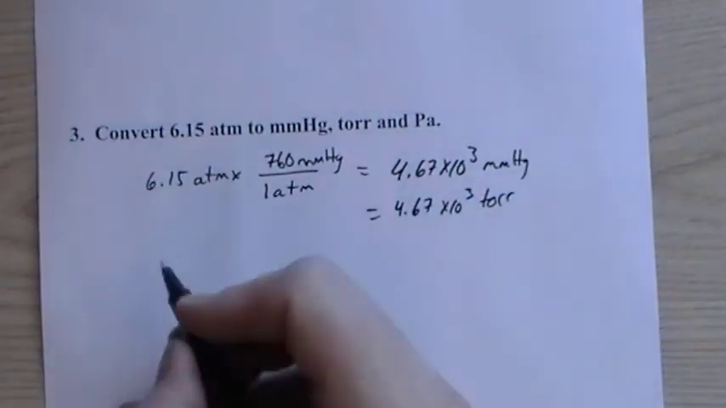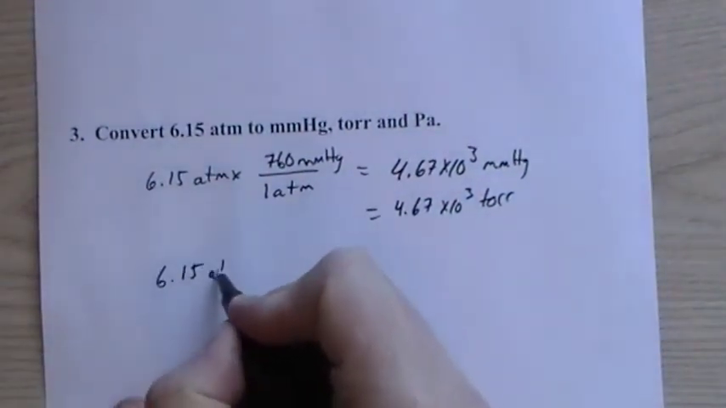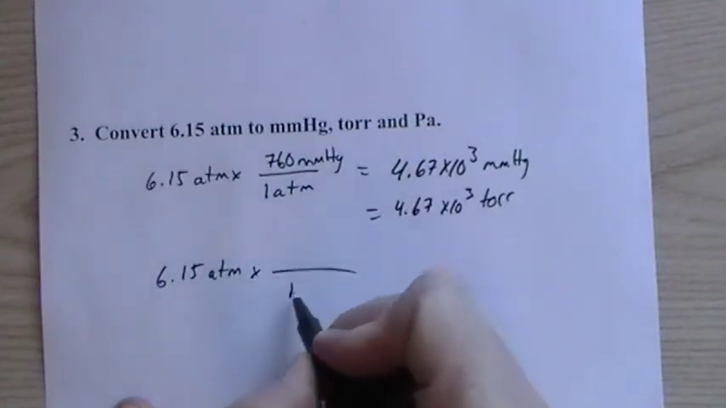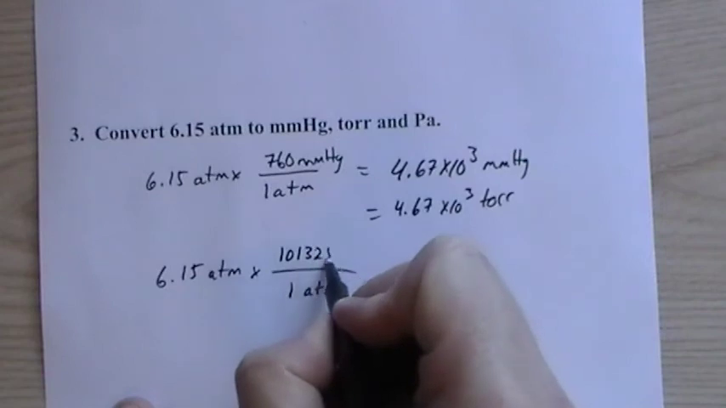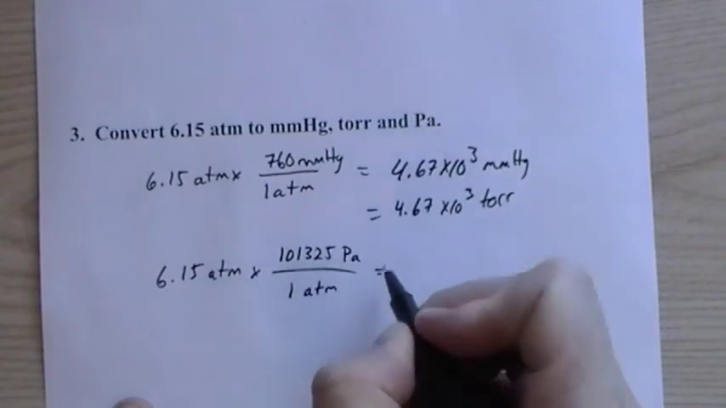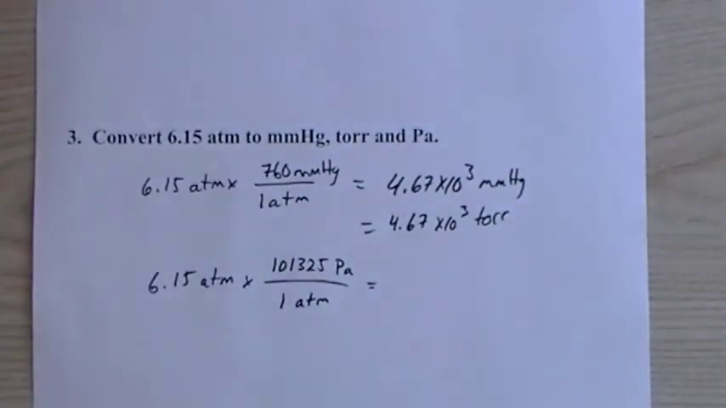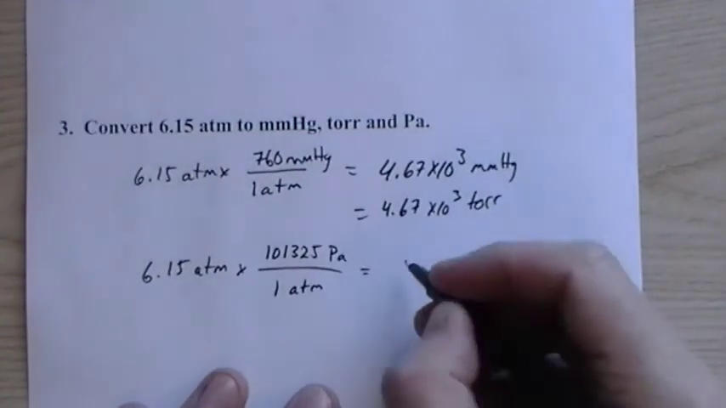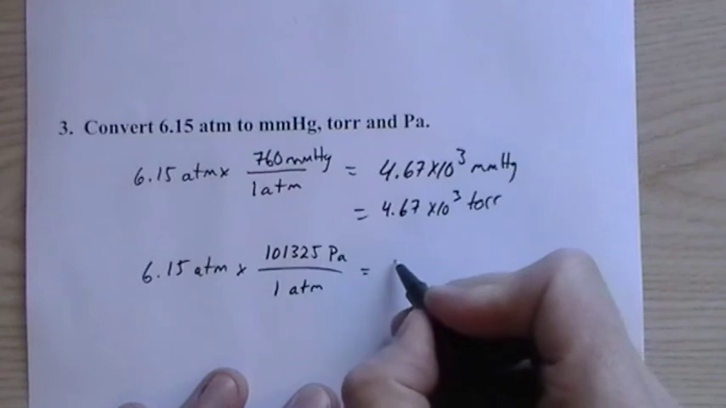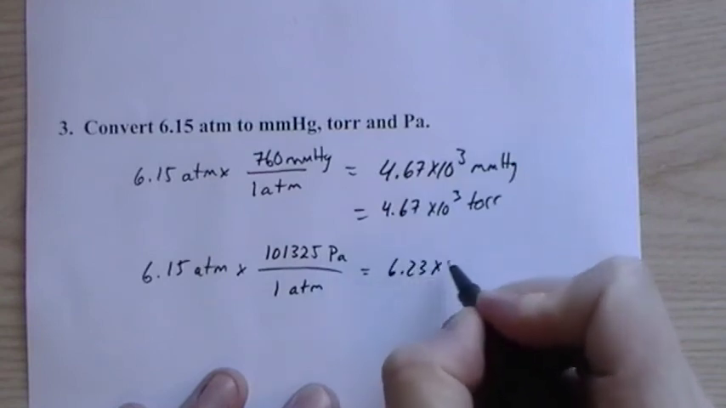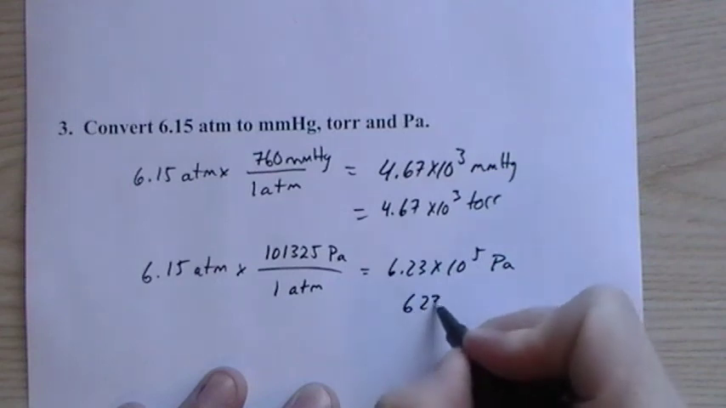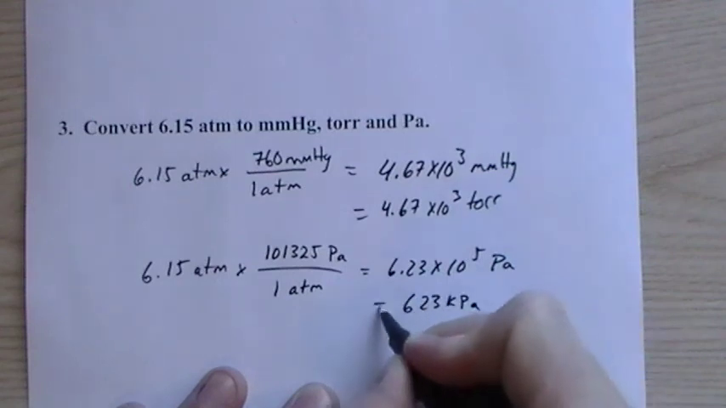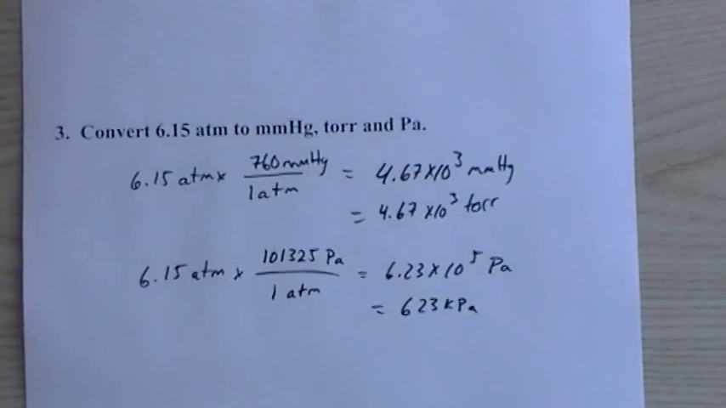And then converting to pascals, we'll start again with atmospheres. 1 atmosphere is 101,325 pascals. And so we have 6.15 times 101,325, and we come up with 6.23 times 10 to the 5th pascals, or 623 kilopascals. And that's the deal.